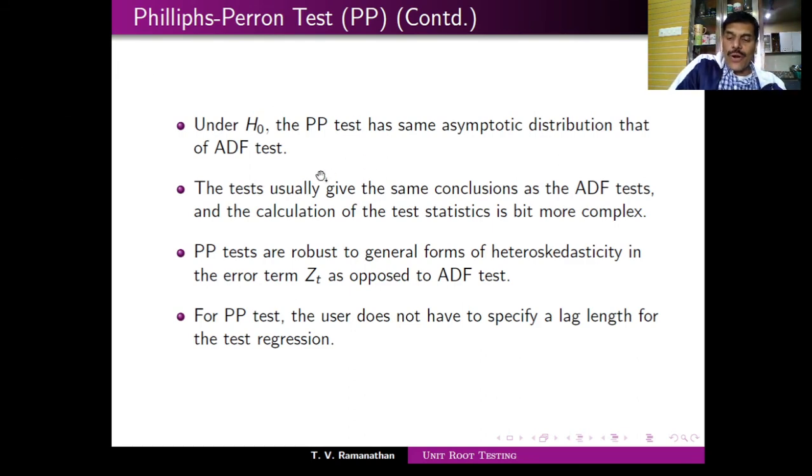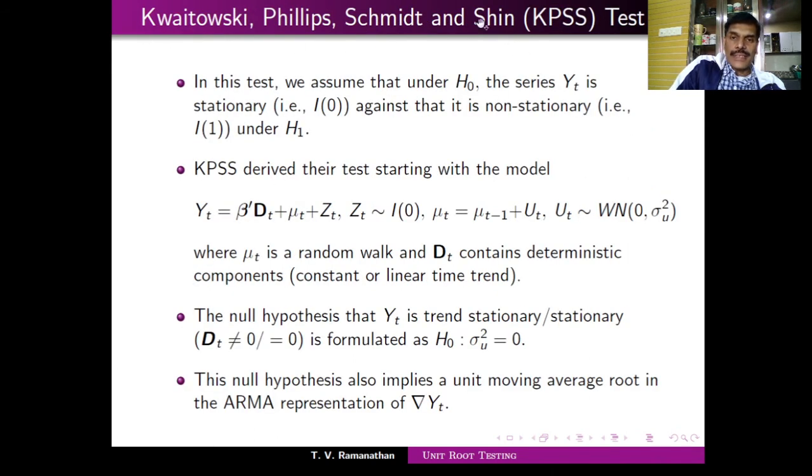But to overcome this, a test was suggested by KPSS. KPSS stands for Kwiatkowski, Phillips, Schmidt, and Shin. Of course, Phillips is part of the Phillips-Perron test also, same Phillips. This test is known as the KPSS test. They approach the problem in a slightly different way. They say that under the null hypothesis, let us take the series to be stationary, and then consider the alternate hypothesis, which is non-stationary. And not only that, your model has to be formulated accordingly.